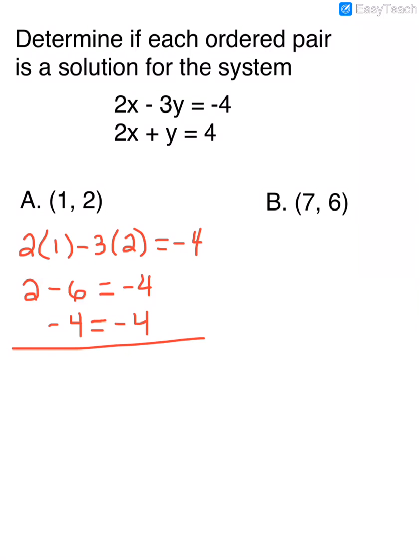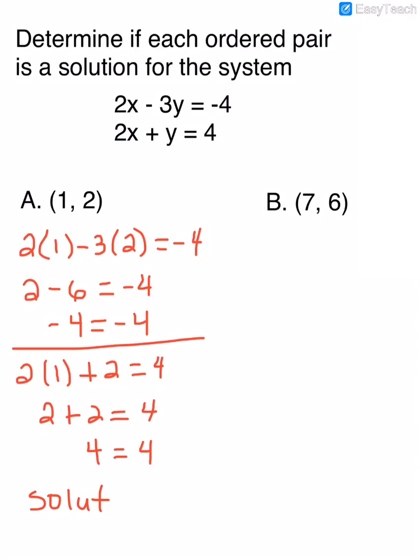So let's plug it into the second equation and see. All right, and we get 2 plus 2 equals 4, which is 4 equals 4, and that's true. So this is a solution to the system. Okay, so now let's try it with the other point.